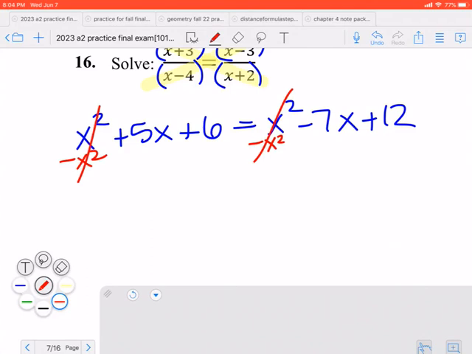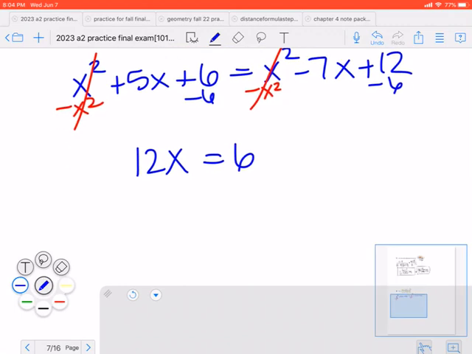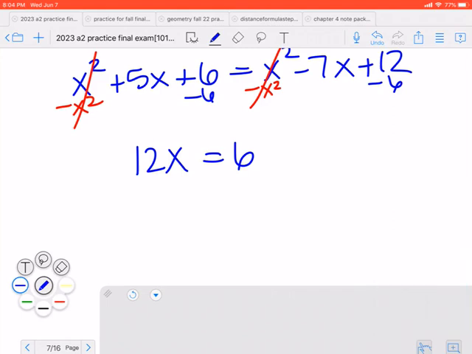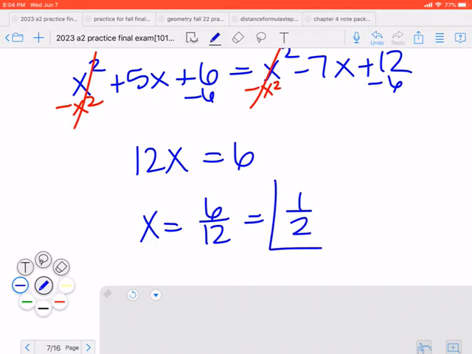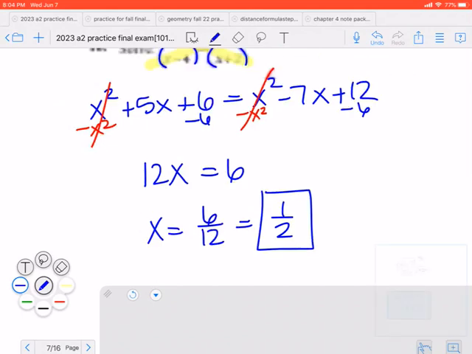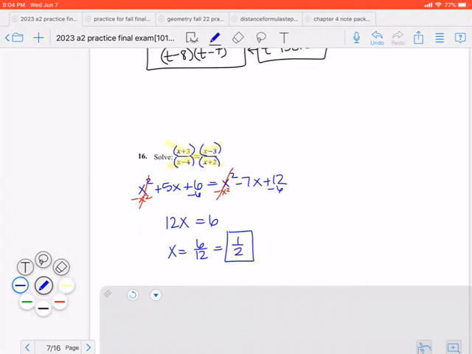I'm going to add 7x to both sides. That gives us a 12x on the left. And then we're going to subtract 6, giving 12 minus 6 is 6 on the right. Divide both sides by 12. So x is 6/12, which of course reduces to 1/2. And that was it, just solve.